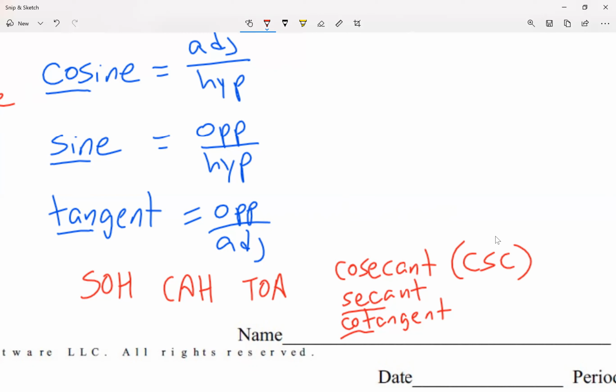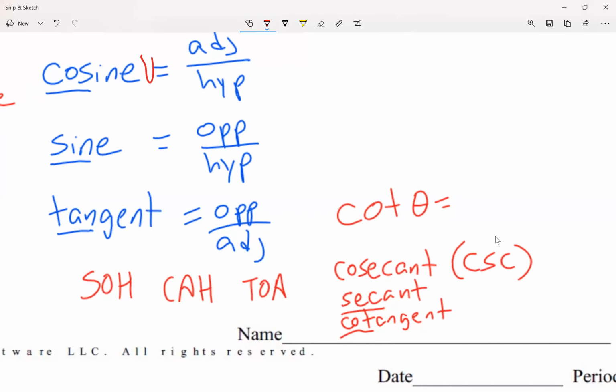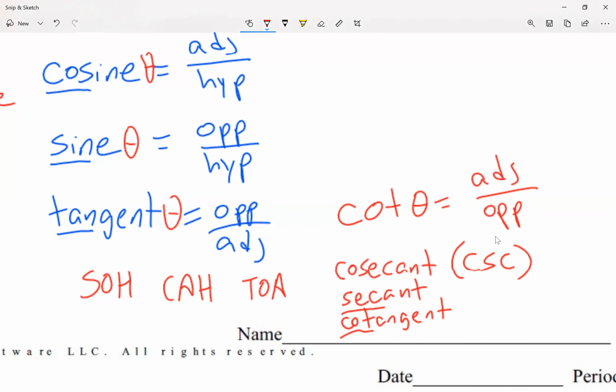That kind of looks like tangent backwards, right? So let me call it cotangent of theta, COT of theta. Cotangent looks like TAN backwards. Now, cotangent is going to be adjacent over opposite. It's the reciprocal, when you flip tangent. Look at secant. Let me write secant over here, up on the very top.